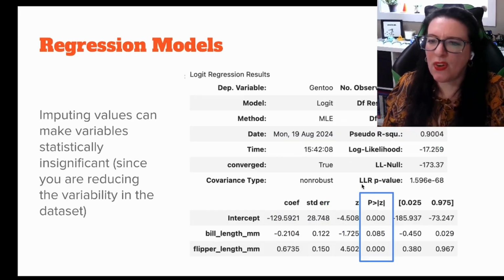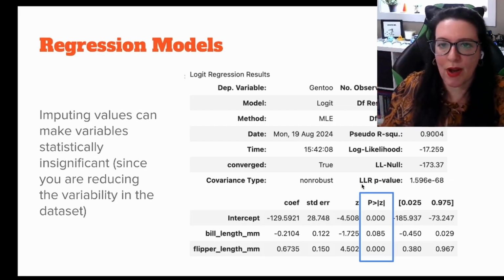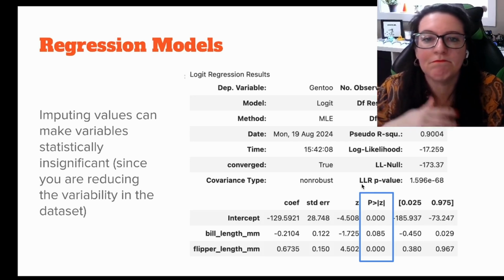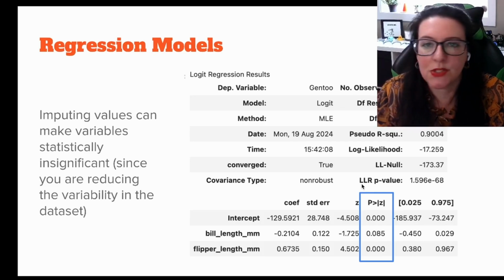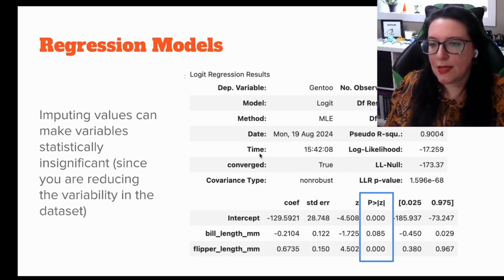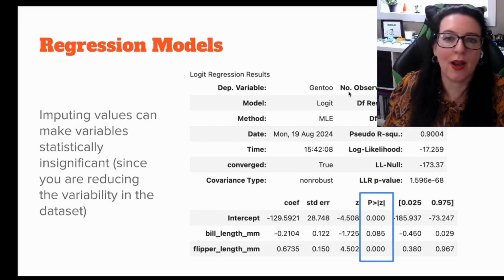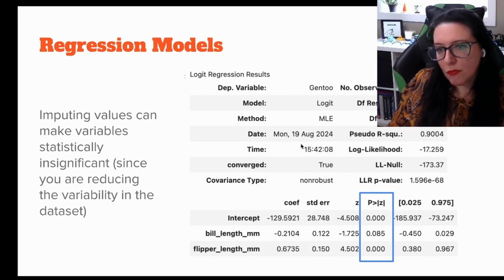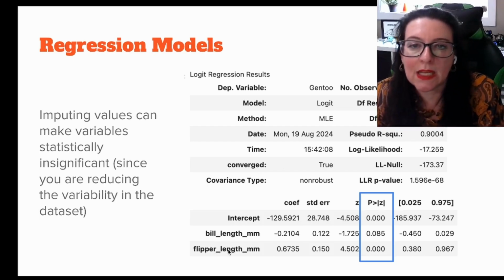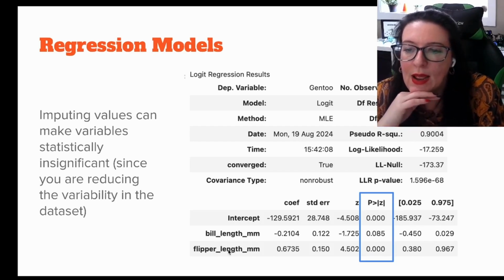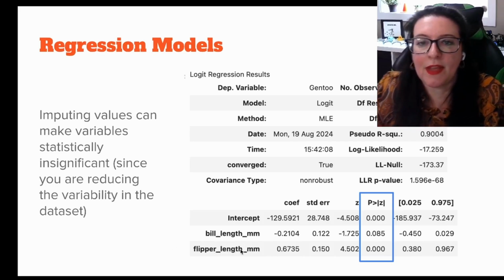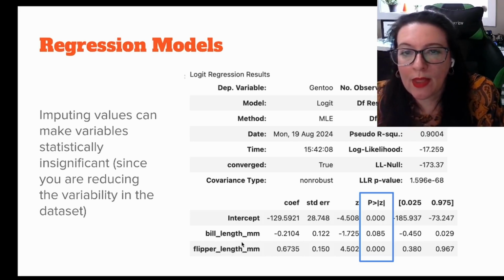So for example, here we have a logit regression. So logistic regression, we are predicting a binary variable. Yes, no, buy, don't buy. In this case, we're trying to predict whether or not it's a Gen 2 penguin. So our regression model has these variables. But if we're missing a lot of information, it's going to make these variables insignificant when they otherwise would be.